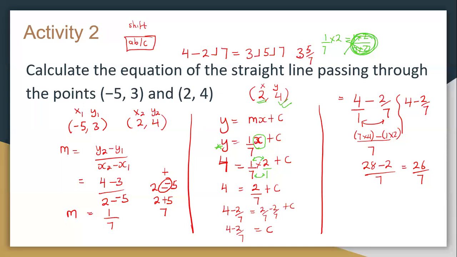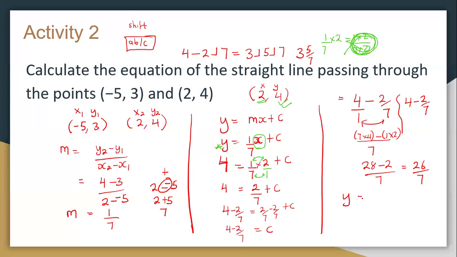But to get our answer as a fraction of 26 out of 7, you place AB out of C again, and the moment you place it, you'll have your answer. Or you place shift AB out of C. When you place shift AB out of C, it will convert to 26 out of 7.